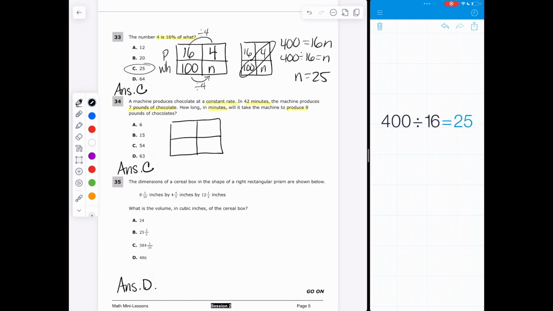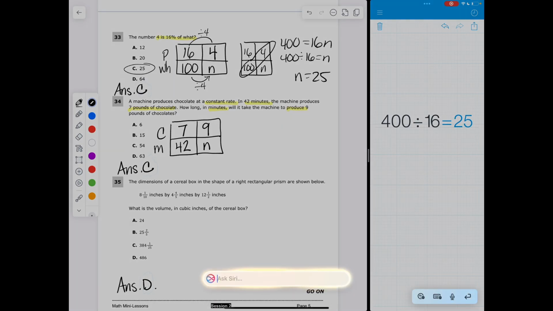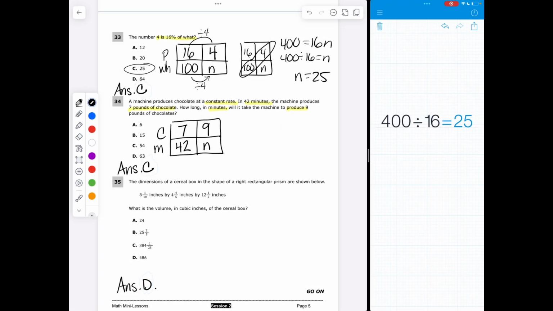And I'm doing chocolate and minutes. So in the first one, it says 42 minutes, 7 pounds of chocolate. So 7 pounds of chocolate in 42 minutes, and I want to know how much is to get 9 pounds of chocolate, and my number here. Nope, Siri, I don't want your help. We're going to figure this out on our own.